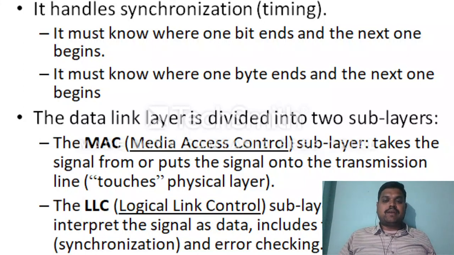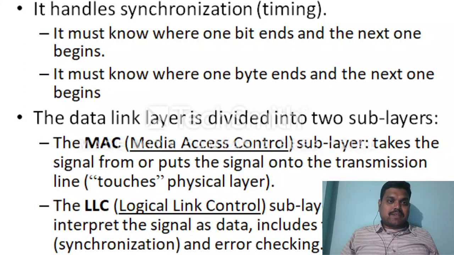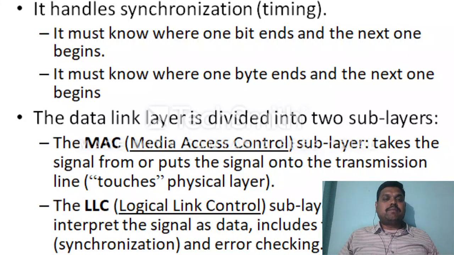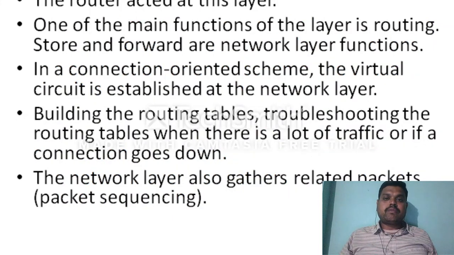So it has two sublayers, the logical link control layer and the media access control layer. The media access control layer is used to access the media channel and to transmit the data without any collisions. The logical link layer is basically to provide synchronization between the sending and receiving devices and for error checking.